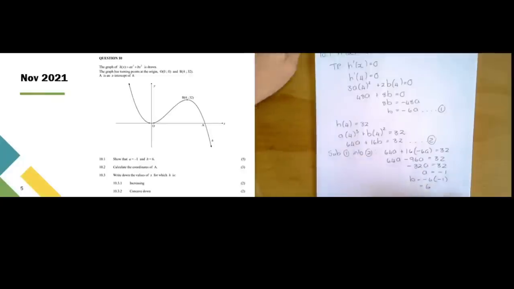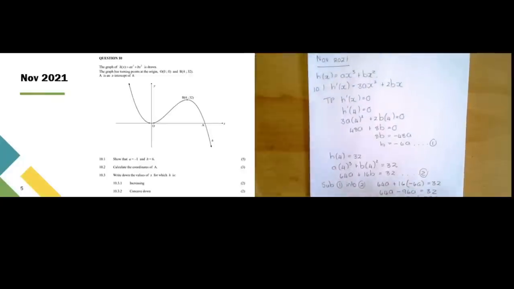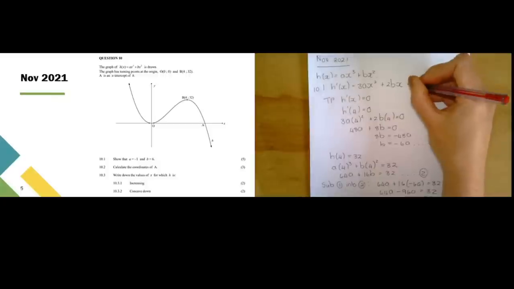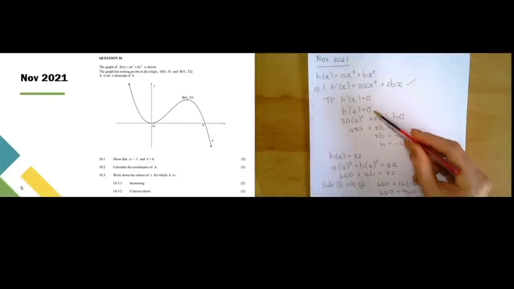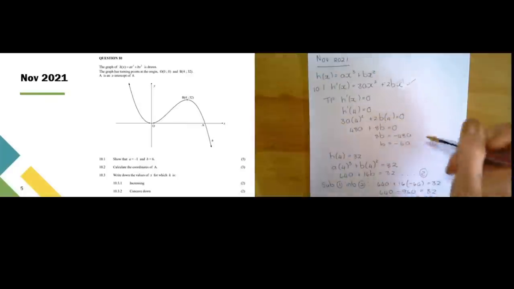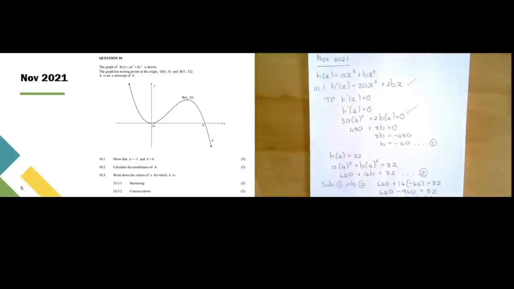Where were the 5 marks allocated? The first one went for writing down the first derivative, and then knowing if you substitute in 4, you should get an answer of 0. And then for multiplying out and simplification.